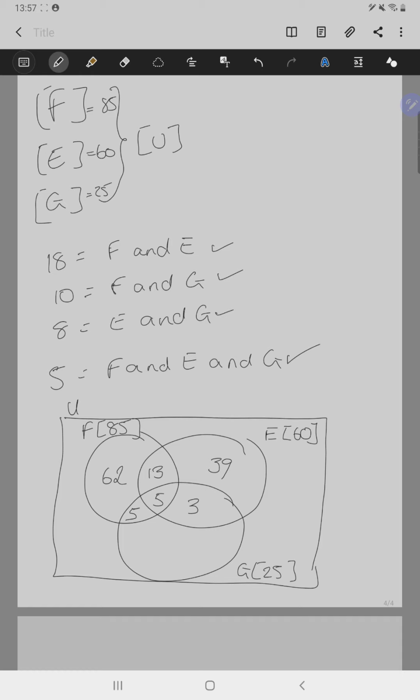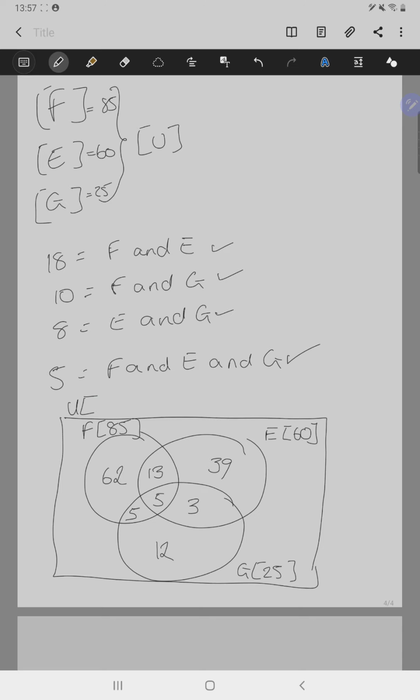And then if we look at German, there are 25 students in total studying German. We've already looked at 13 of those. So that means that the remaining 12 students study German, but no other language. And since they've told us that all the students study a language, there's nobody out here, because there's nobody who doesn't study any.